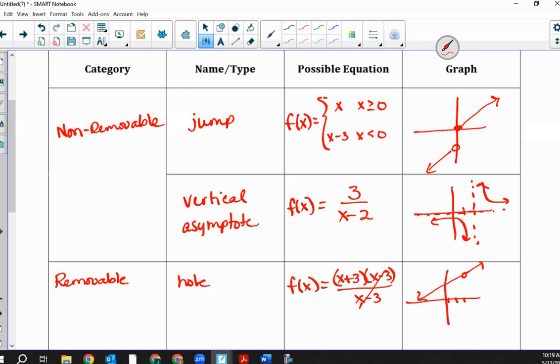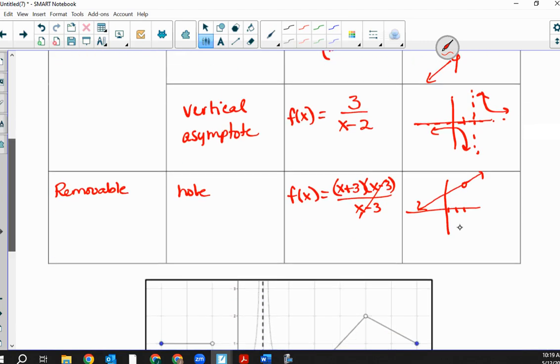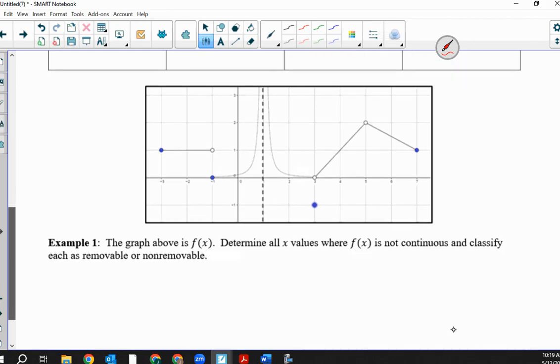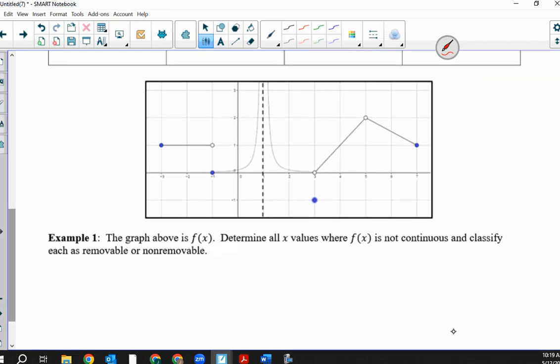All right, we okay? Okay, let's look at this graph down below. So that whole weird looking graph is f of x. I want to know every x value where this function is not continuous, and then I want you to classify it as removable or not removable. Okay? So take a minute here. There's 4 places of discontinuity. I'll tell you that, 4 different x values.